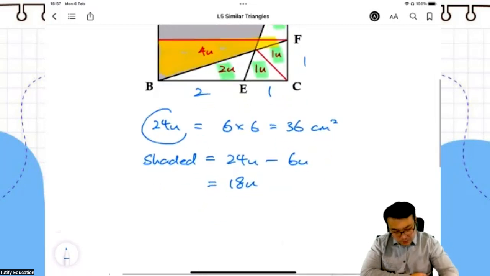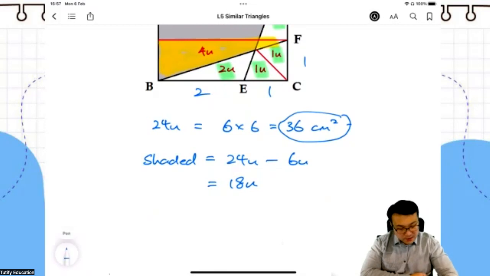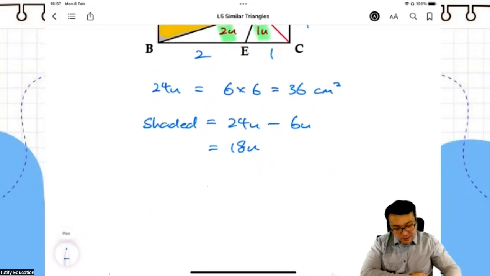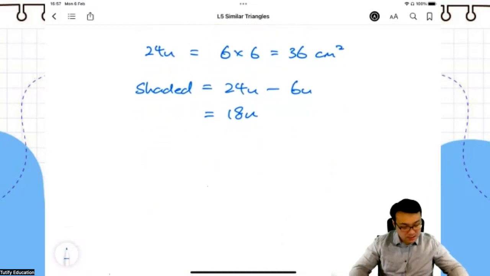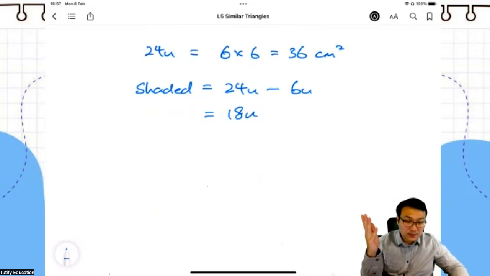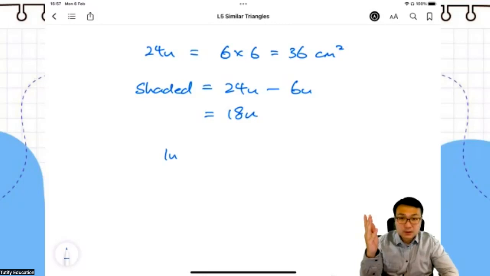So from 24 units, you know that it's 36. I want to find 18 units. Now I already know that 24 units equals 36. You want to find 1 unit first, then you can find 18. 1 unit is 2 over 3.